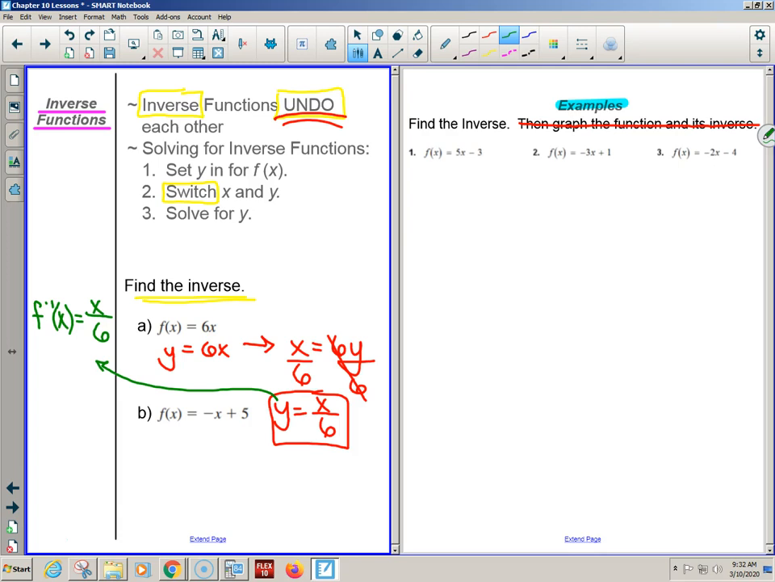But anyway, here's a really snazzy way of writing it, but this is more like Algebra 2, and I'm going to write it up here so you guys don't get all stressed out. Your book's probably not going to write it like that. But f inverse of x.